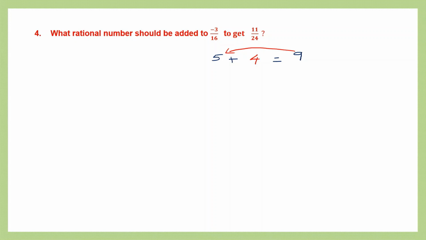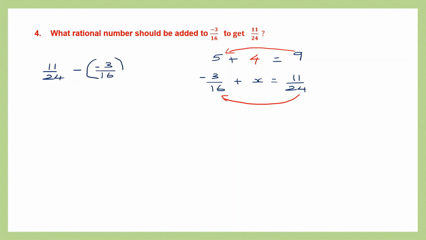Now similarly, instead of 5, let me write the other number, minus 3 by 16. Now what should I add to minus 3 by 16 to get 11 by 24? What should I add? How to find the answer? By subtracting 11 by 24 and minus 3 by 16. So let's do that. So 11 by 24 should be written first and minus 3 by 16 should be written next. So this is how we find.